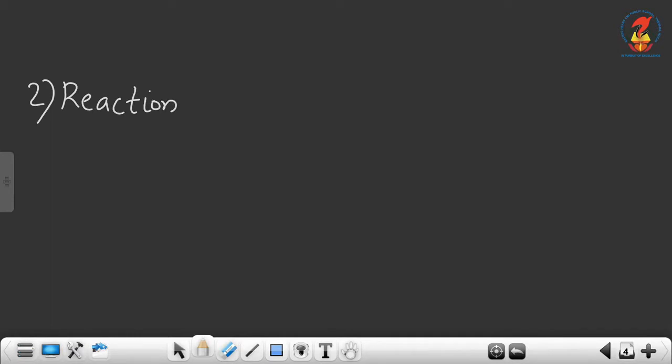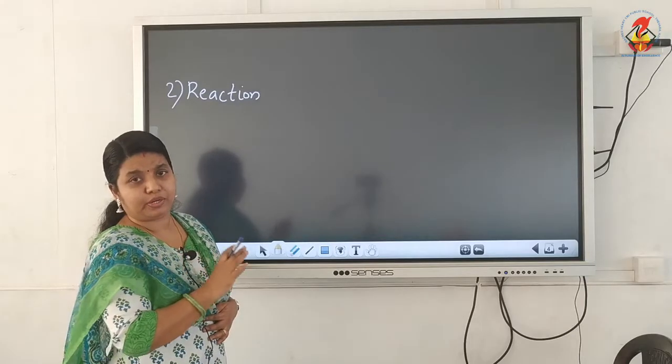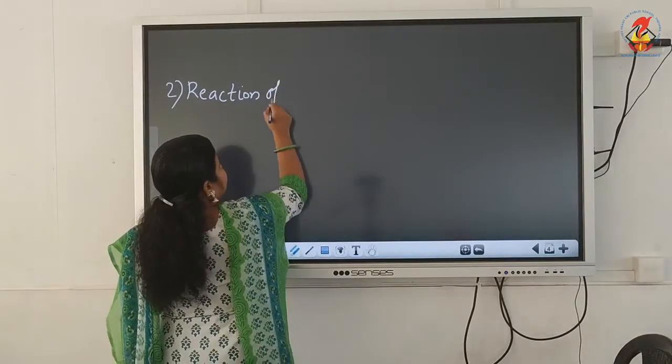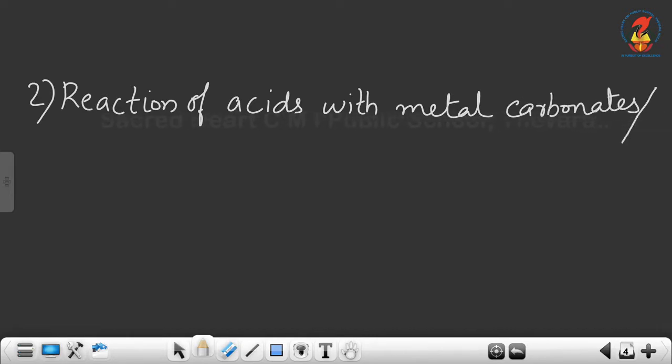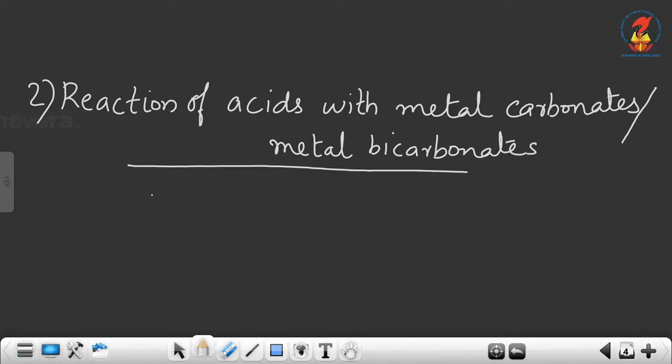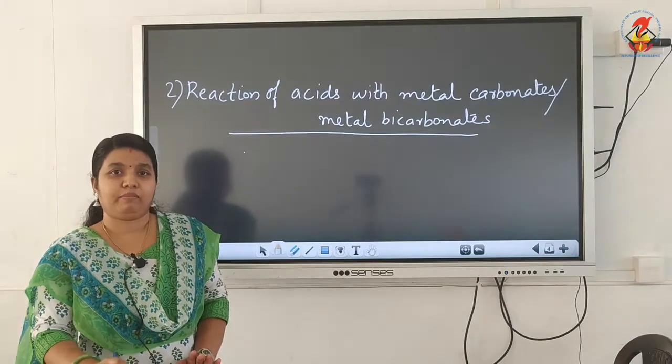This reaction is undergone only by acids; bases do not undergo this reaction. So, reaction of acids with metal carbonates and metal bicarbonates. Metal carbonates and metal bicarbonates. Bicarbonates are actually metal hydrogen carbonate or metal bicarbonate.